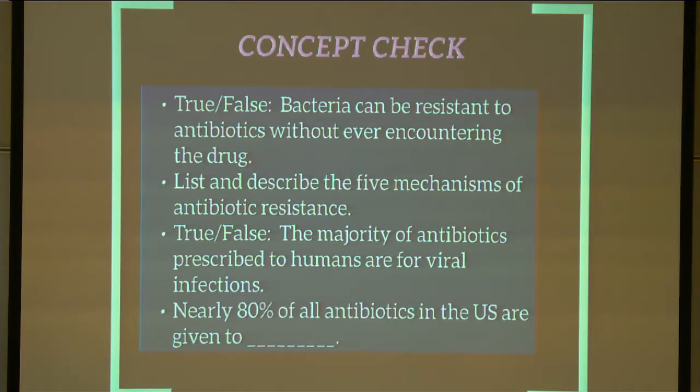True or false? The majority of antibiotics prescribed to humans are for viral infections. True. 75%, that was the stat. And then nearly 80% of all antibiotics in the US are given to what? Animals. And that trend has increased over time. Once they start to see that, hey, I can have more and more livestock as long as I'm administering the antibiotic, get more profit from that. That is good if you were the farmer.